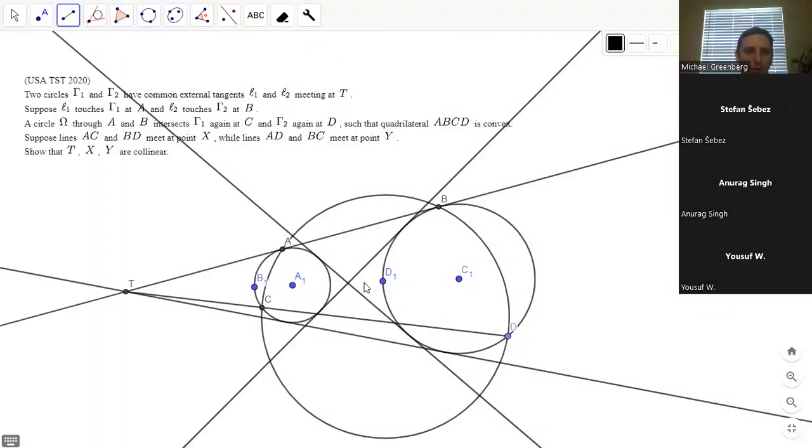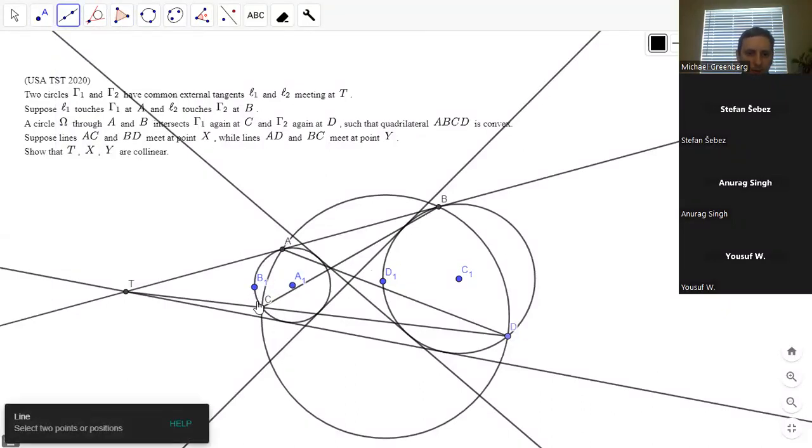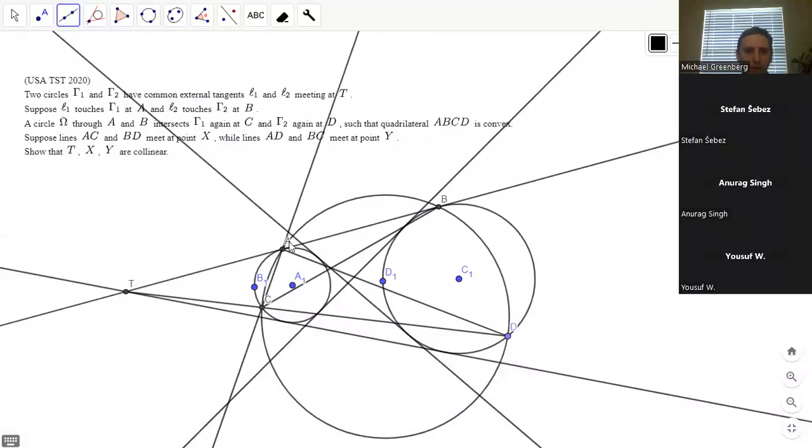Oh, okay. So is this problem trivial? I didn't read the rest of it. So AC and BD meet at X, and AD and BC meet at Y. Wait, that doesn't sound right. AD and BC meet at Y, and AC and BD meet at X. But then, did I draw something wrong? Maybe I swapped C and D. But yeah, I think we solved this problem in some other session.